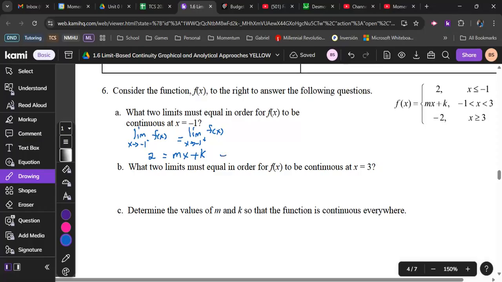Actually, that's not true. I can simplify that a little bit. Because what is x? Hang on. What is x? -1, right? Because we're checking that boundary. So we could actually simplify this to -m plus k.